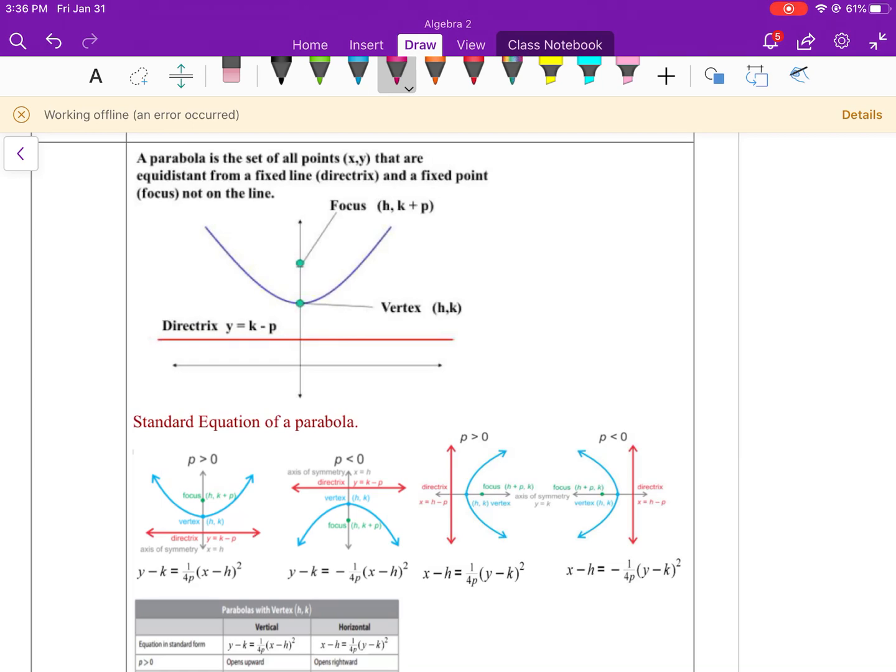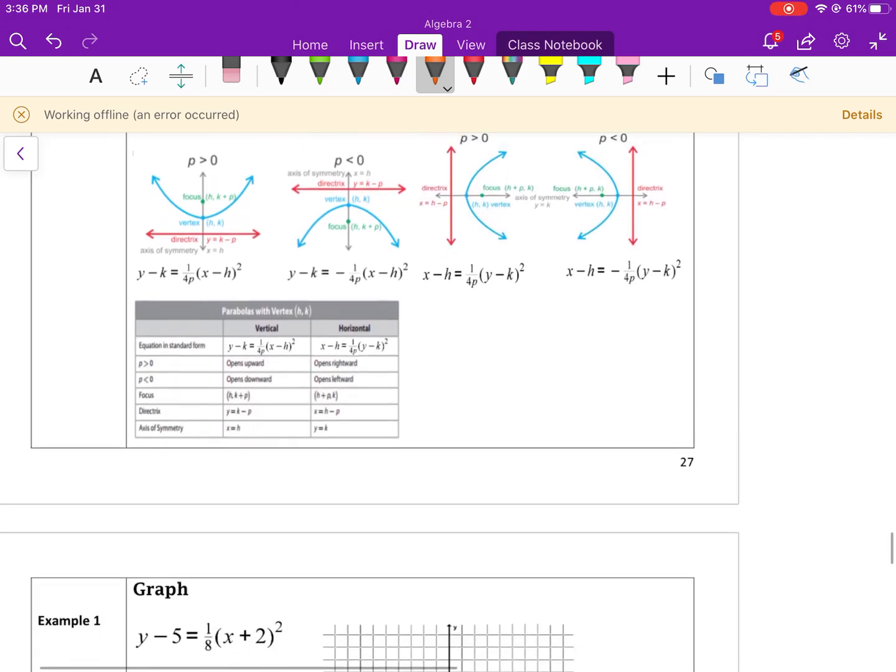A parabola is a set of all points that are equidistant from the directrix and the focus. It's centered at the vertex. You have the axis of symmetry. The directrix is always perpendicular to the axis of symmetry. And then from the vertex to the focus point is p, and from the vertex to the directrix is also your p. So remember that p plays a big part in solving and graphing it.